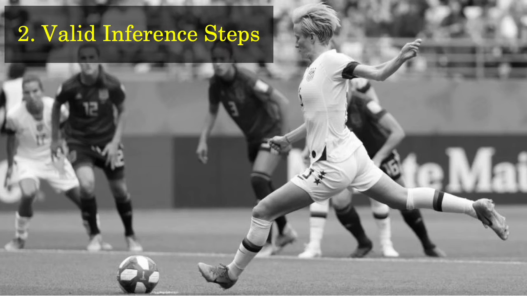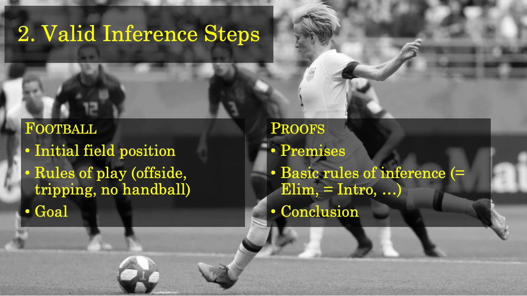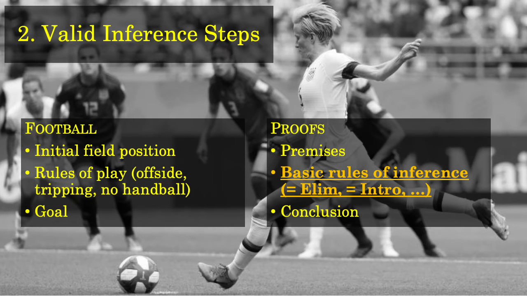The guiding idea behind a proof is that every step from the premises to the conclusion is a valid inference. Recall the earlier analogy between proofs and games. Just as you have an initial field position and you move down the field towards the goal in accordance with the rules of play in something like football, you start with premises and move towards your conclusion using basic rules of inference. So to tie this analogy to the current point, each step down the field, as it were, is a valid inference step. These valid inference steps are governed by the basic rules of inference. Thus far, we've only learned about 2 basic rules of inference: identity elimination and identity introduction. We're going to learn about a few more today.